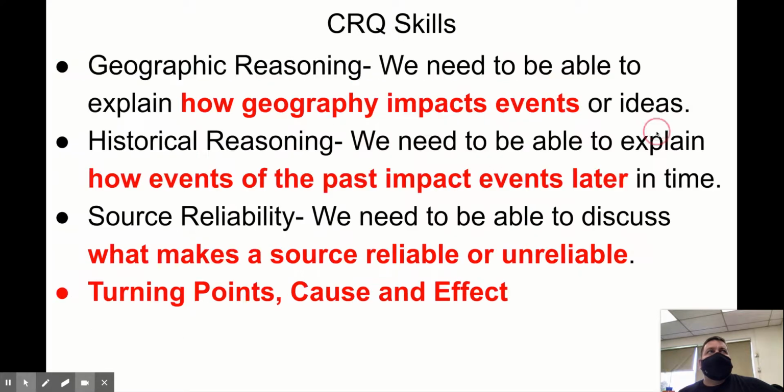The other thing we need to do is iron out some vocabulary and some skills that we're going to have to possess in order to do well in the CRQs, and that is here. So I'll give you a second here, and then we will talk about them.